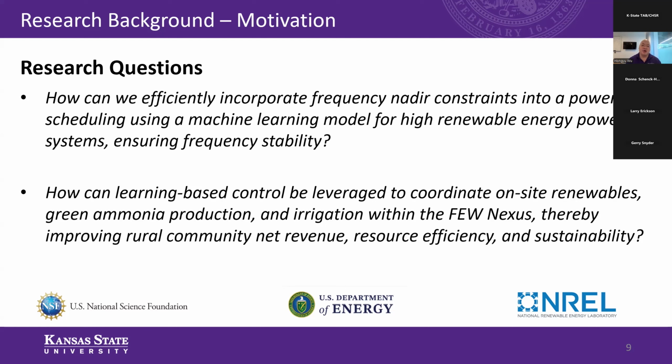The second question we want to explore is how can learning-based control be leveraged to coordinate on-site renewable energy, green ammonia production, and irrigation within the food, energy, water nexus? This question is especially important for our rural communities where energy, agriculture, and sustainability goals are deeply interconnected. Together, those questions drive our effort to build intelligent, resilient solutions that benefit both grid stability and rural prosperity.